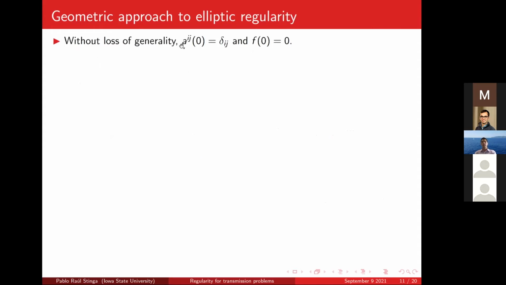So without loss of generality, we can assume that the coefficients at the origin are the identity matrix, and F of 0 is 0. Then what does this mean? That the coefficients are close to being the identity, and F is close to being 0 for x small, right? Just by continuity, right? Because F is Hölder and the coefficients are Hölder. So this should be close. Here I'm not being very precise, but I just want to explain the idea.